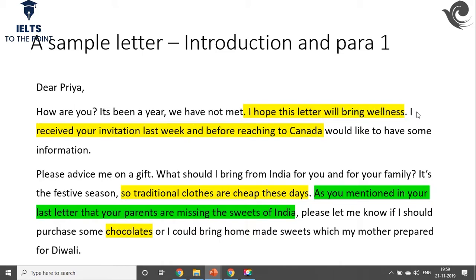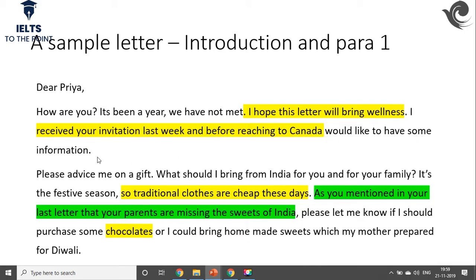Dear Priya, how are you? It's been a year we have not met. I hope this letter will bring wellness. I mean, who writes like that? That's not how exactly native speakers write. This letter brings wellness or will bring wellness. I'm not sure whether you should be writing these things or not.